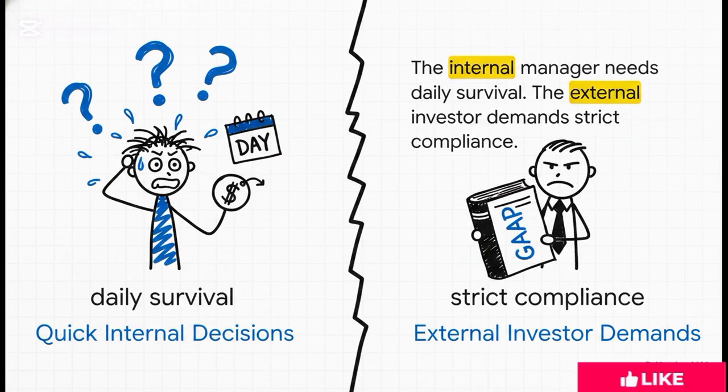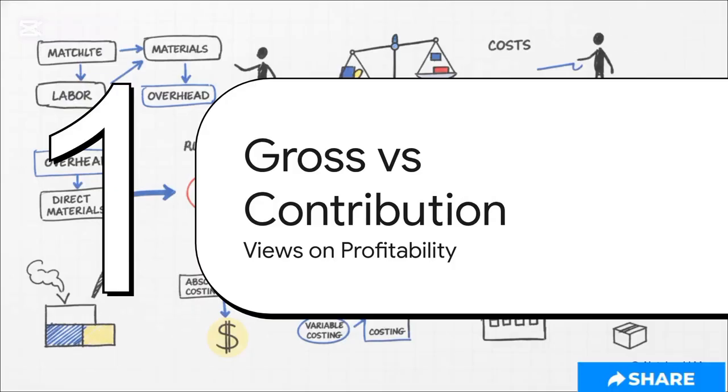On the flip side, we have the external investor, tax authorities, and the incredibly strict rules of GAAP, generally accepted accounting principles. These folks aren't running the factory floor. They demand standardized, comparable compliance. And because these two stakeholders need entirely different things, they literally have to use different accounting lenses to look at the exact same business.